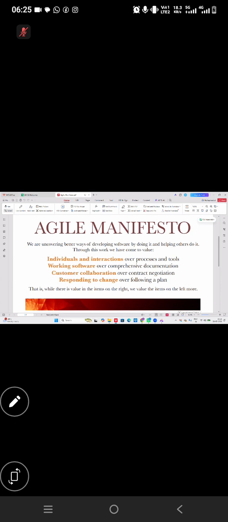Working software: instead of writing 10 pages of documentation, by that time I can pick up some execution, some XYZ, and deliver it. This is how it works. Next is customer collaboration. As soon as we start delivering XYZ functionality, by default the next upcoming enhancements come to us. So instead of following a strict plan, we give more priority to changes at any time. This is just the basic idea.